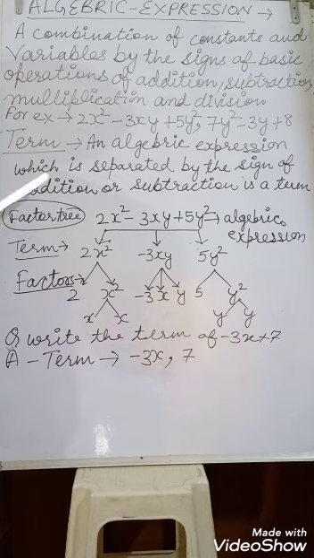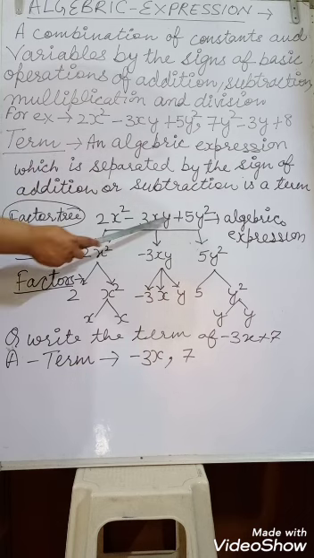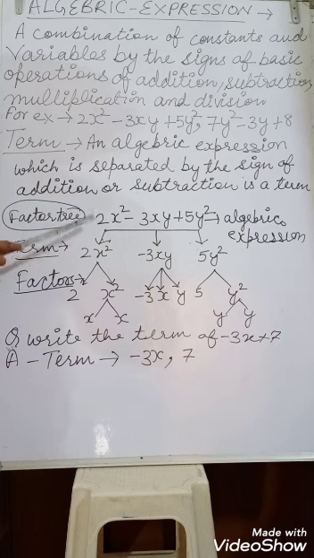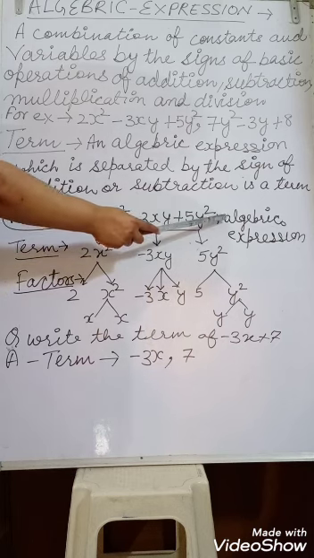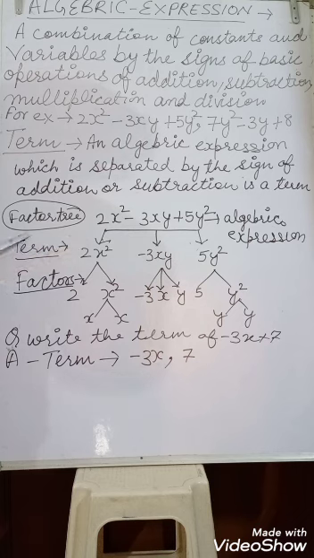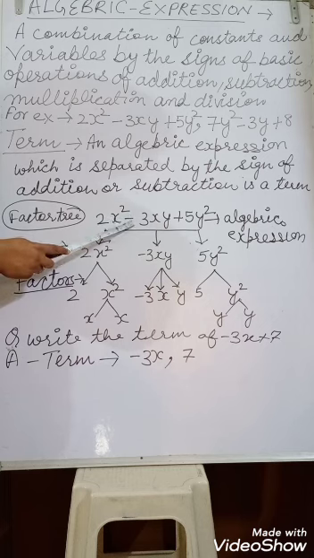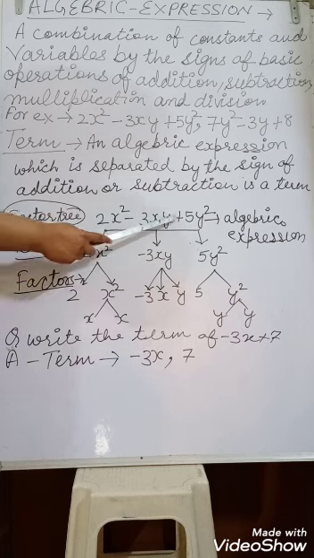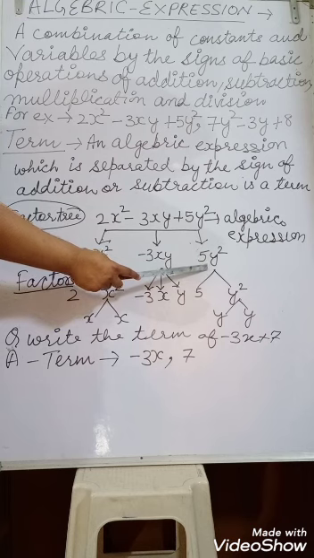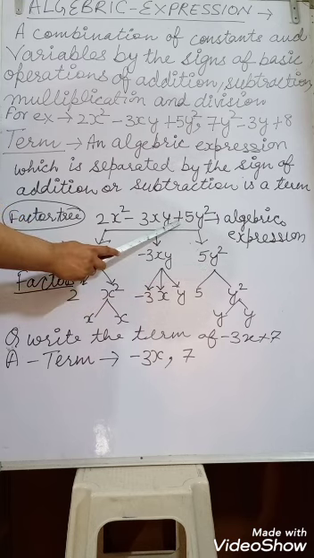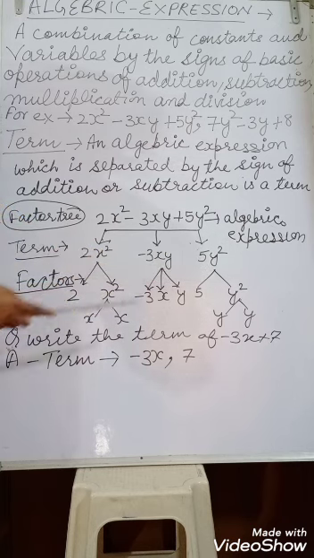Now class, let us understand it through a factor tree. I have rewritten this statement once again. Okay. Now class, this is an algebraic expression. Now what are the terms? Write down the first part, 2x square. Then write down the second part, minus 3xy. If it has a negative sign, write it along with it. Then plus 5y square. Write 5y square. Leave the positive sign. There is no need to write the positive sign.